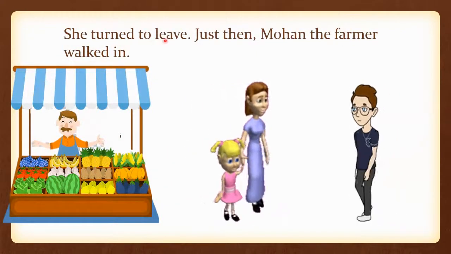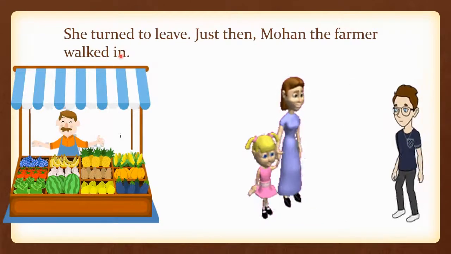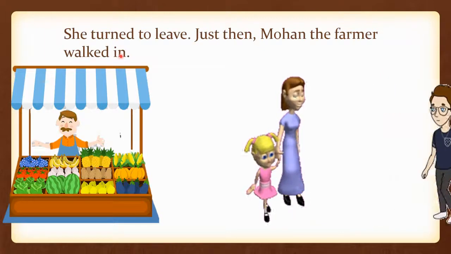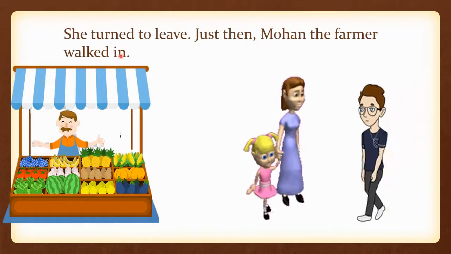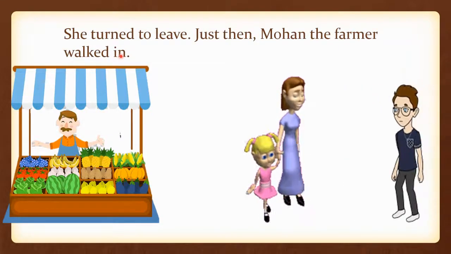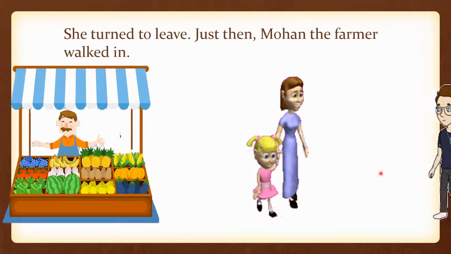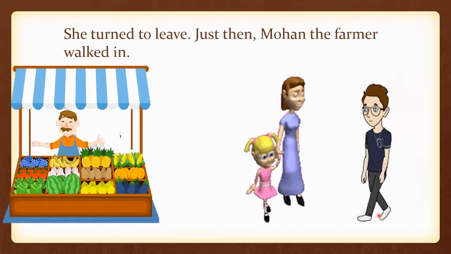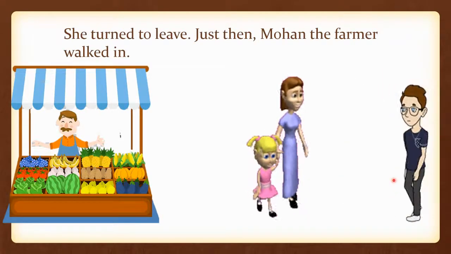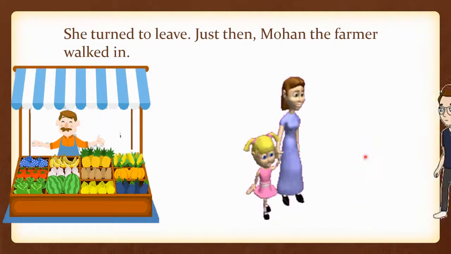She turned to leave. Just then, Mohan the farmer walked in. Now, because mother did not have enough money to buy all the things, what did she do? She turned to leave the market. Just at that time, Mohan, this man you can see here, walked in. He is the farmer. He came inside the shop.